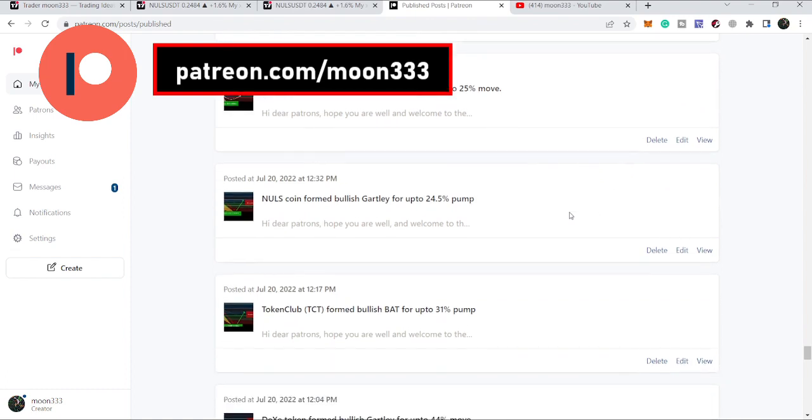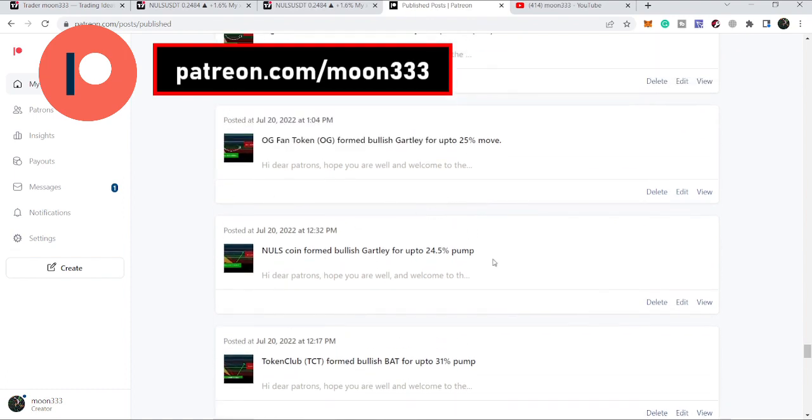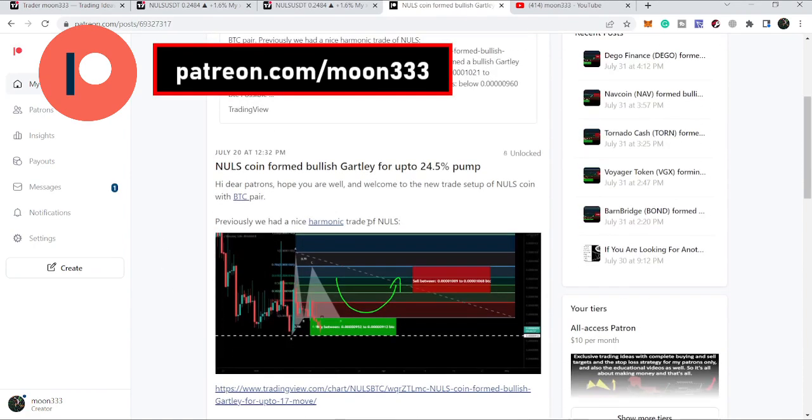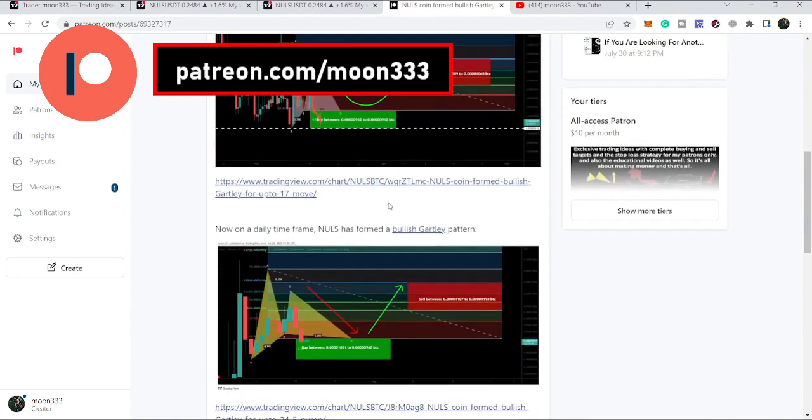So let's start the analysis. First of all, let me start with this recent trade setup that I shared with my members at the Patreon on 20th of July, a few days back. This was a harmonic bullish reversal guardrail move that NULS coin formed with the Bitcoin pair, and this pattern was formed on the daily time frame chart.